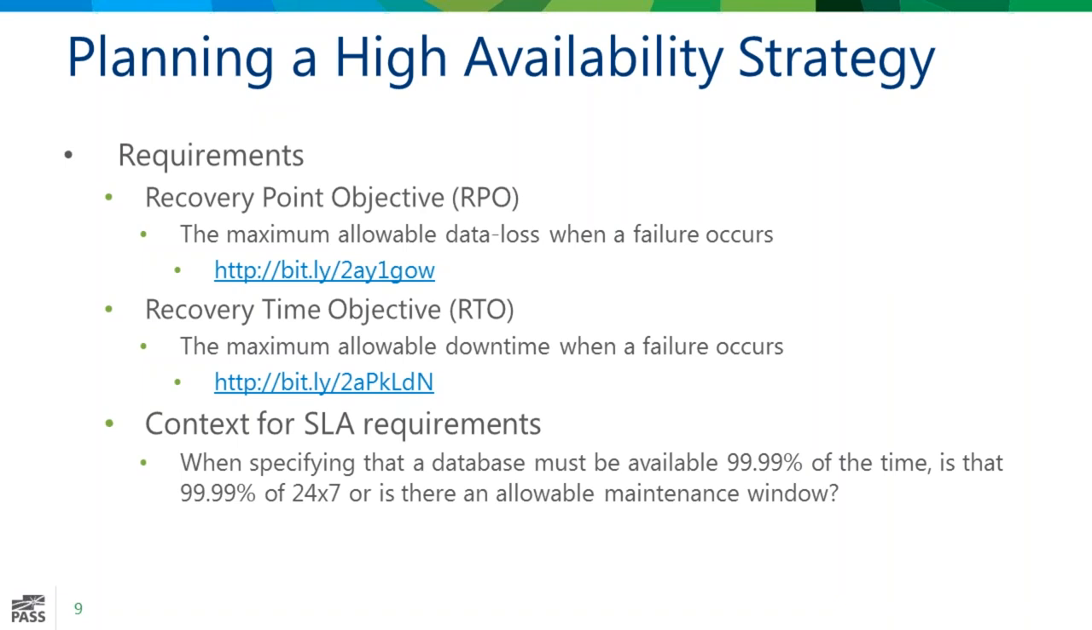And the other thing that's really important when you're thinking about this is, what is the context for these SLA requirements? So you might hear people talking about 4-9's availability or 5-9's availability. And is that 24/7/365, or do you have an allowable maintenance window every month or every quarter, for example? And so if you take outages during your maintenance window, does that count against your SLA requirements for uptime?